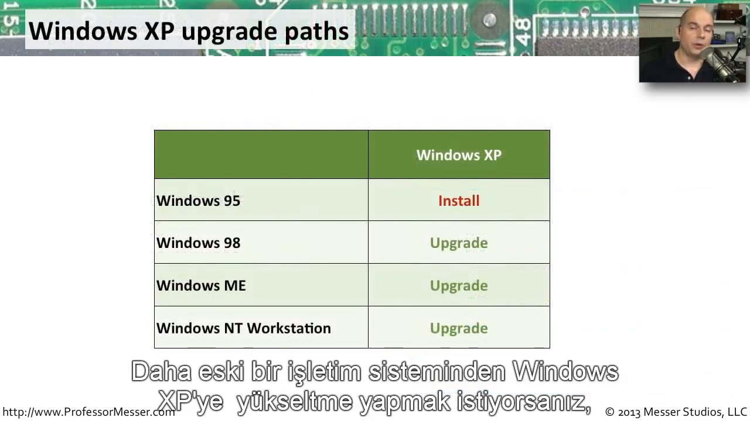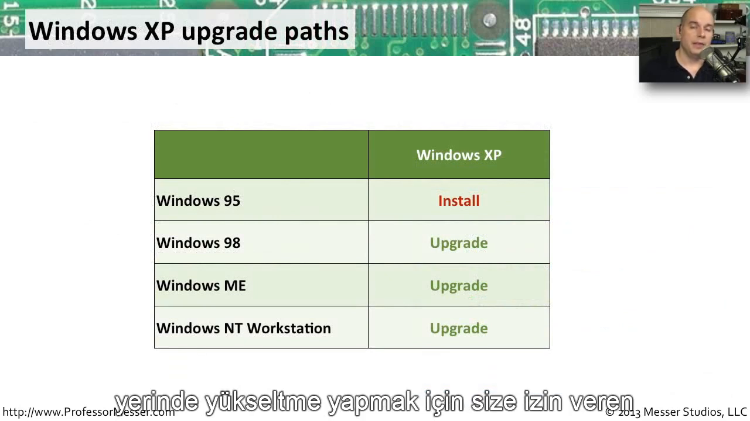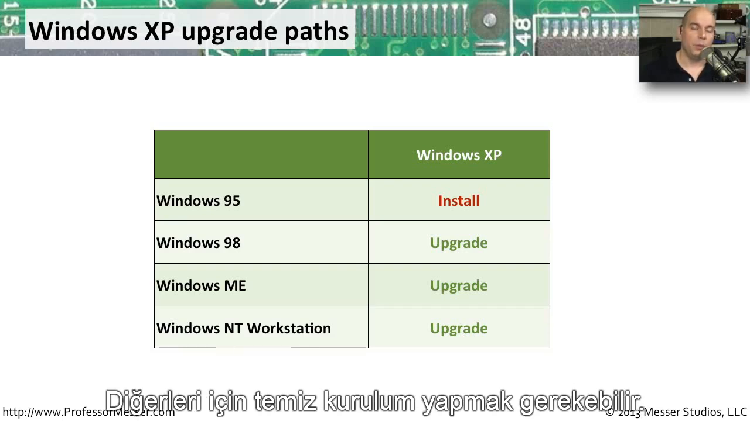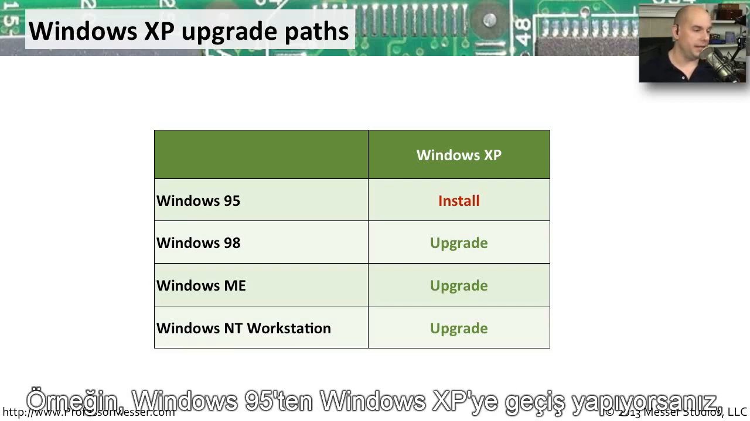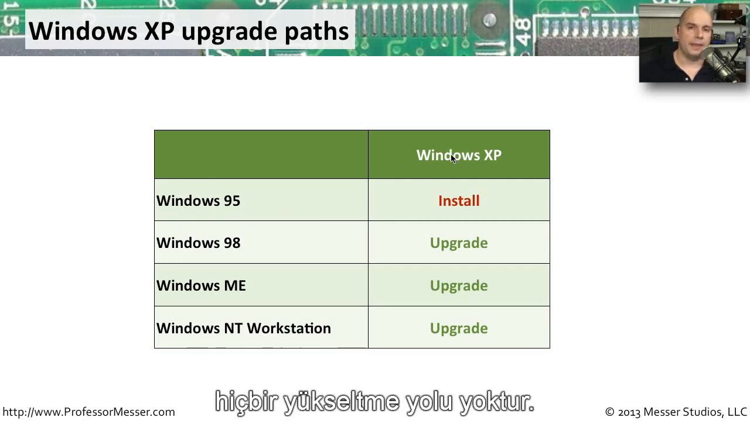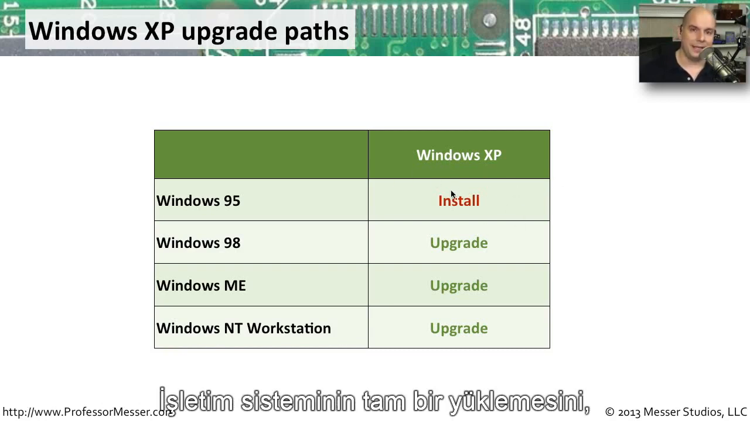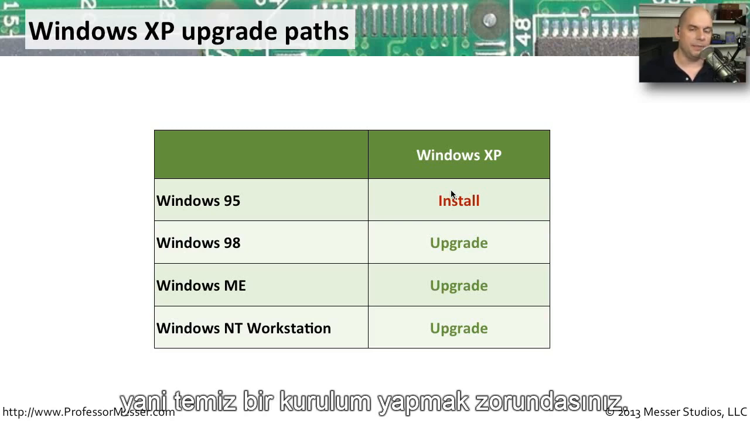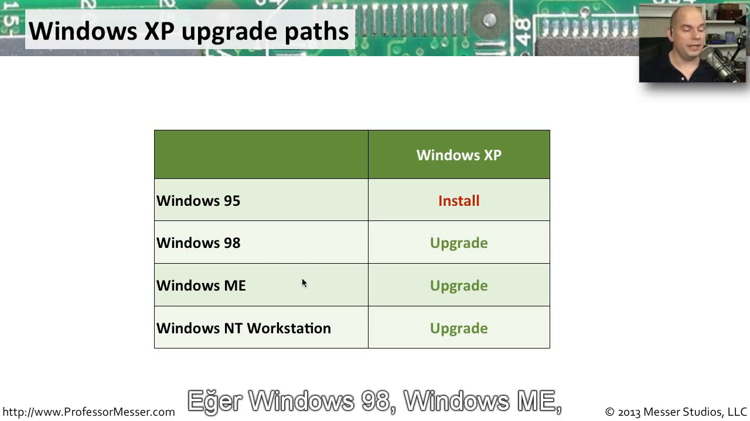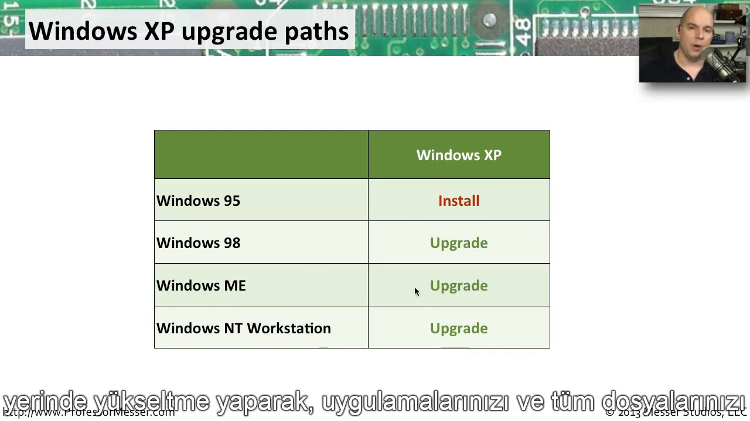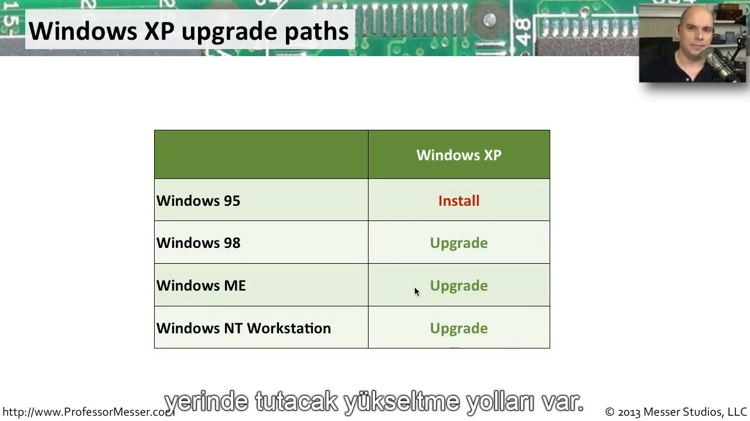If you're upgrading from an older operating system to Windows XP, there are some operating systems that allow you to do an in-place upgrade. Others may require that you perform a clean install. For example, if you're moving from Windows 95 to Windows XP, there's no upgrade path there. You can't perform an in-place upgrade. You have to do a full install, a clean install of the operating system. If you're upgrading from Windows 98, Windows ME, or Windows NT Workstation, there are upgrade paths that will keep all of your files and applications in place, and you can perform an in-place upgrade.